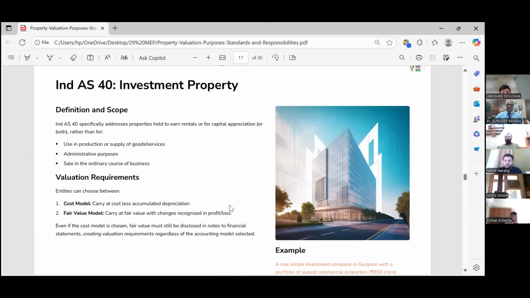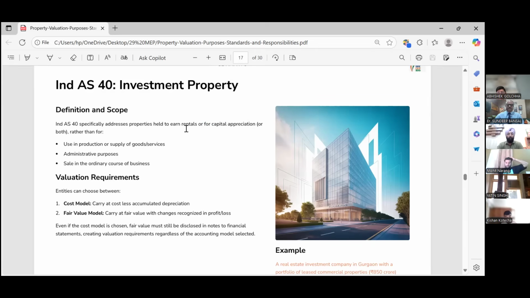Then next is Indian Accounting Standard 40. It deals with investment property. The definition and scope of this standard is that it specifies the property held to earn rentals or for capital appreciation rather than for use in production or supply of goods, services, administrative purposes, or sale in the ordinary course of the business. See here, you have held the property, but for what purpose? For capital appreciation or for rentals.